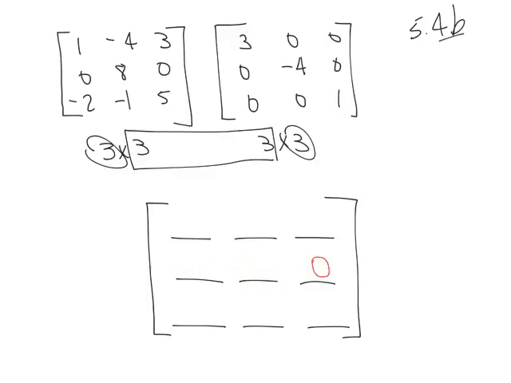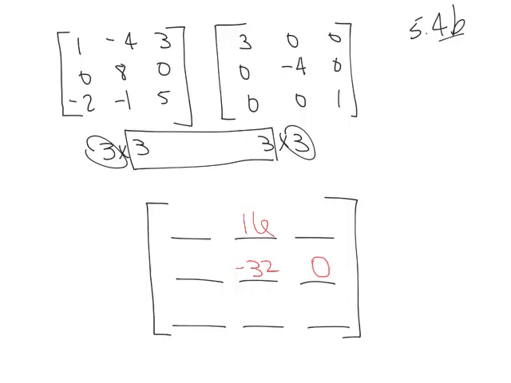Alright, so let's look at this one. Second row, so second row, second column. So I'm going to go 0 times 0, 8 times 4, 0 times 0. Okay, I add those together, and I get negative 32. Okay, let's do this one here. I've got row 1, column 2. Okay, so 1 times 0, negative 4 times negative 4, and 3 times 0. So that will give me, when I add all those up, 16.